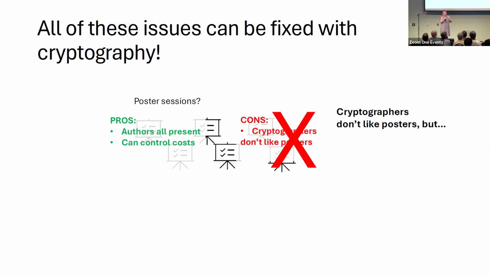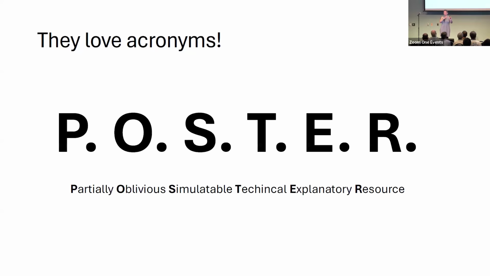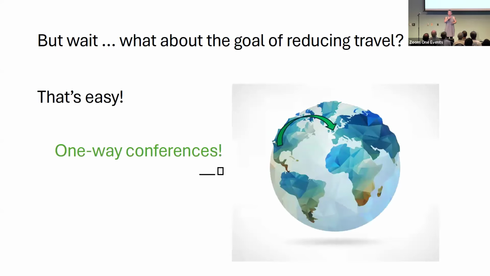And finally, cryptographers don't like posters. I don't have a fix for that, but they do love acronyms. So we're just going to rebrand a poster as a partially oblivious simulatable technical explanatory resource. And now, wait a minute, you might say there's one problem I haven't solved. What about the goal of reducing travel? Easy. One-way conferences. Thank you.